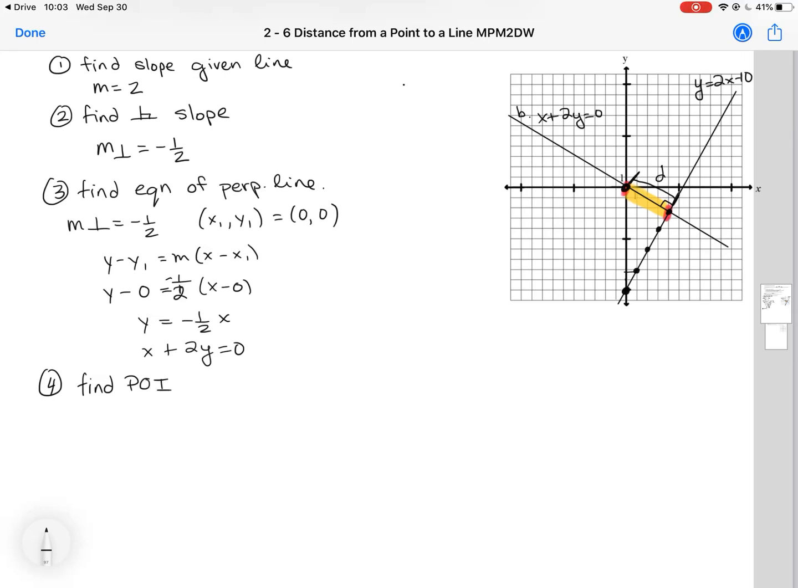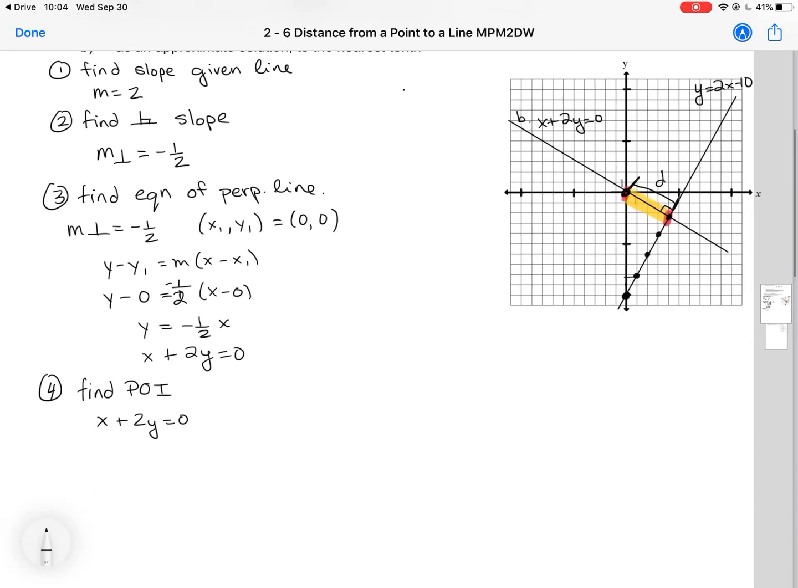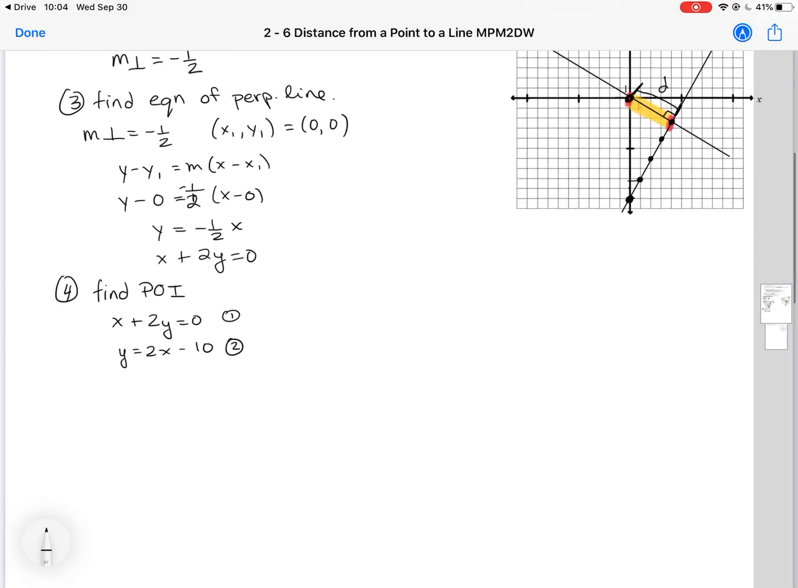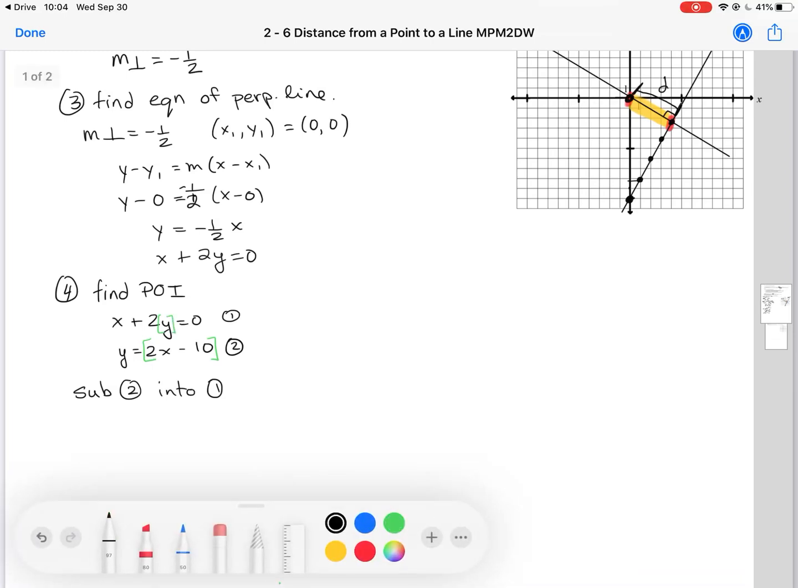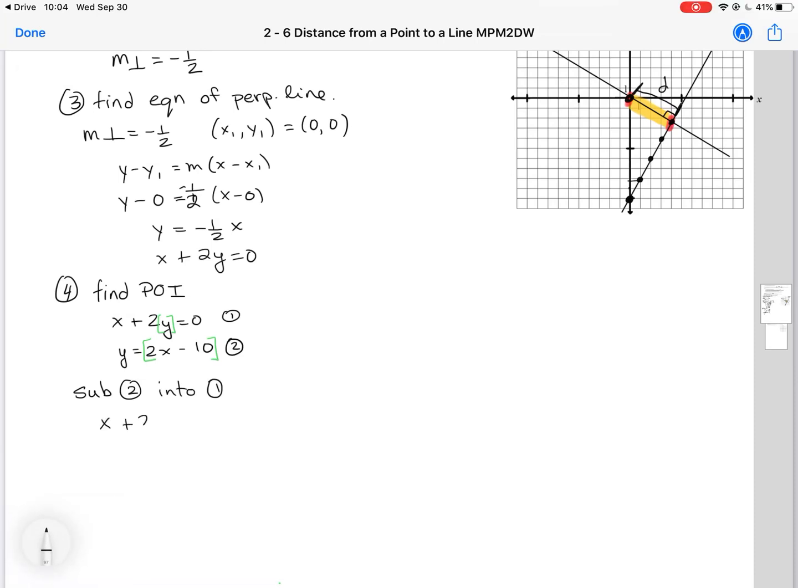Flashback to unit 1 here. So our first equation will be x plus 2y equals 0. And our second equation is y equals 2x minus 10. Now you can use whichever method you'd like here. I'm going to use substitution because my second equation is already rearranged for me. So I'm going to take this part here and I'm going to substitute that in where y is in my first equation. So I've got x plus 2, and then I'm putting in my expression for y, 2x minus 10, and then my right-hand side is equal to 0.